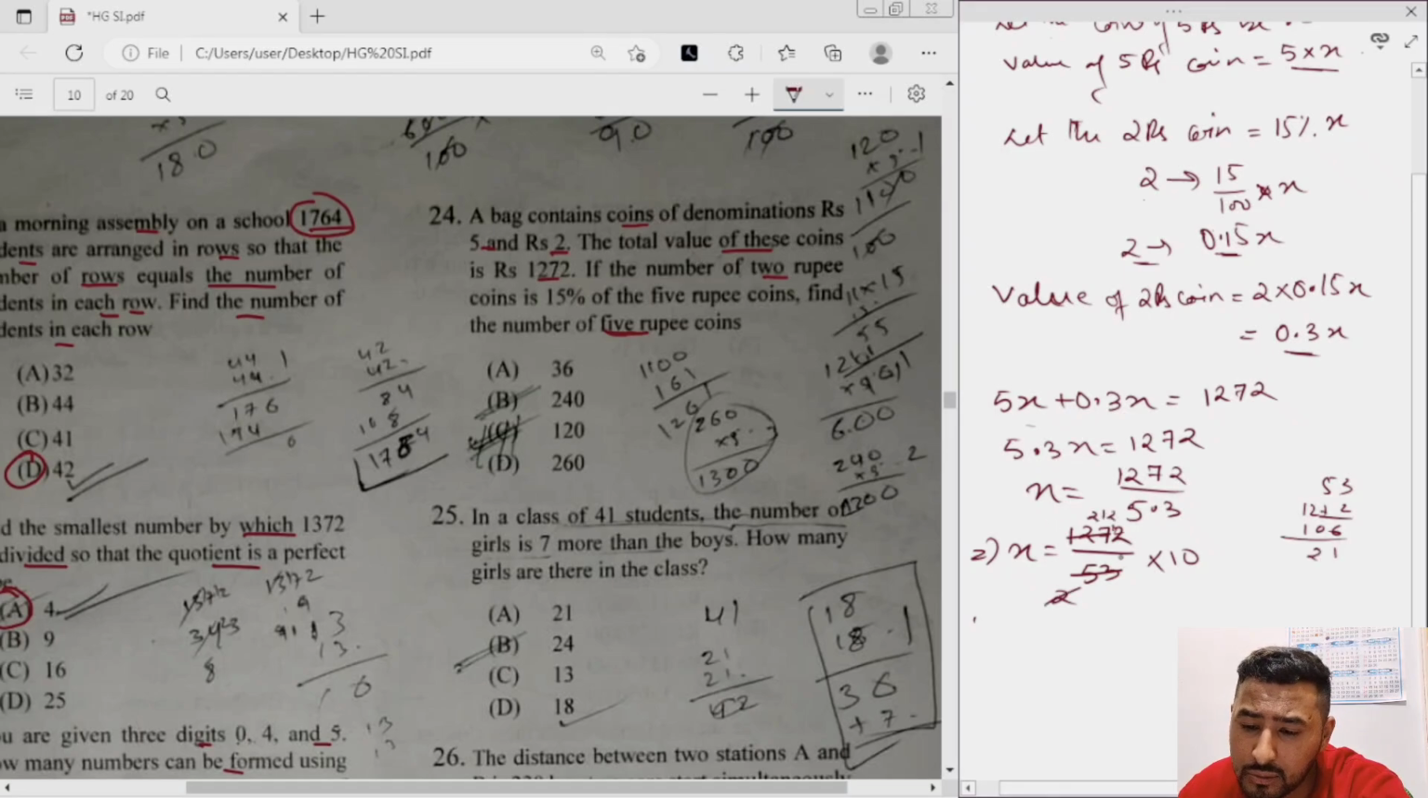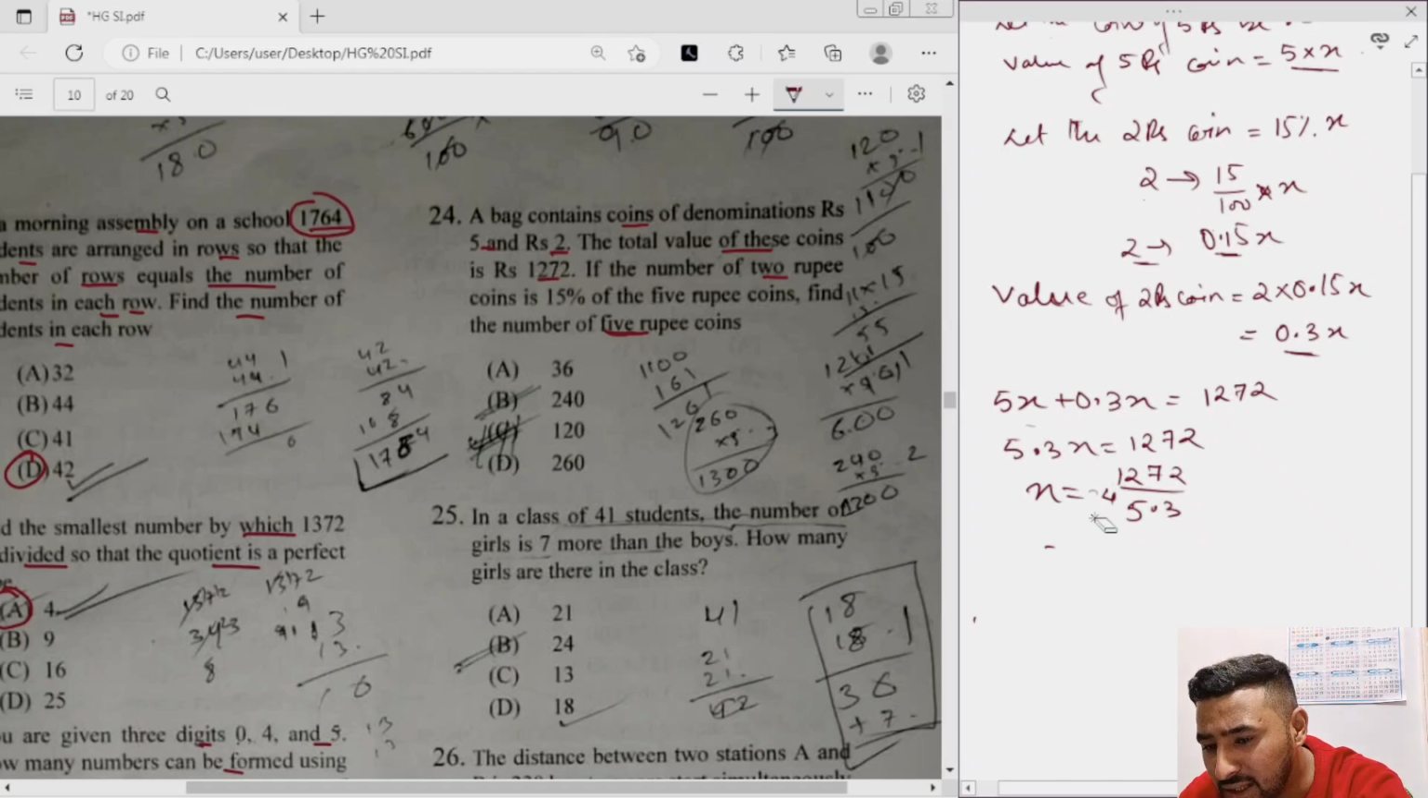So if you cancel 2, the remaining will be 212. 53 into how much is 212? 53 into 4 is 212, so we get 4. Let me just do it again, okay? It is like making some mistakes here.